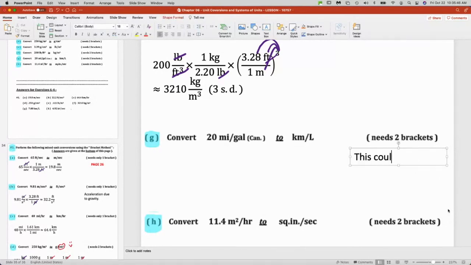This could describe fuel consumption in a car. Yeah, that's right. Fuel consumption in a vehicle.